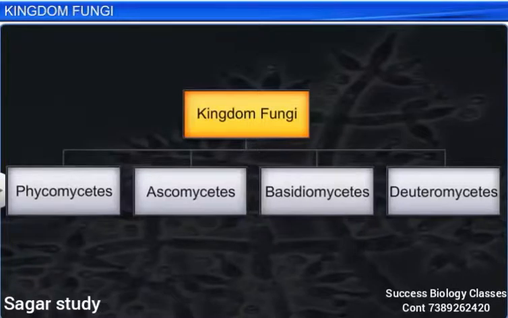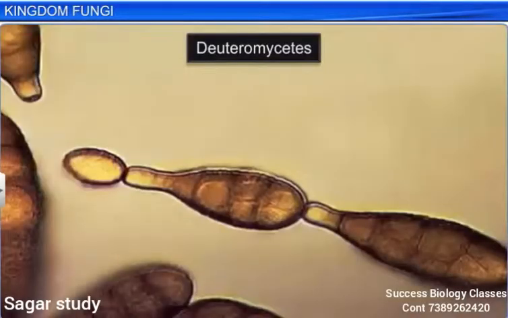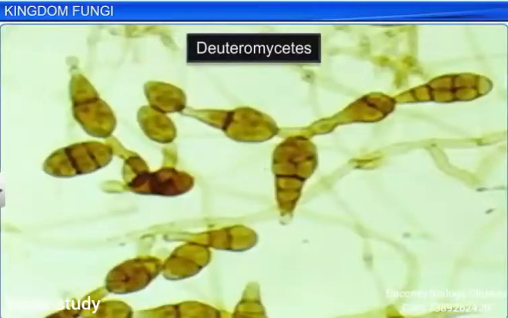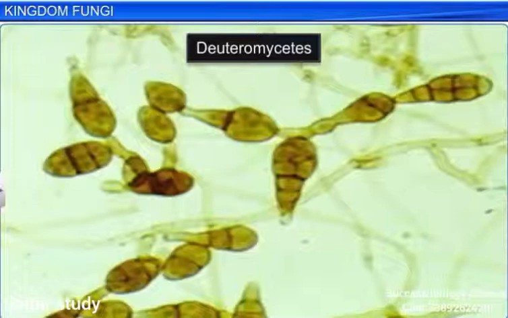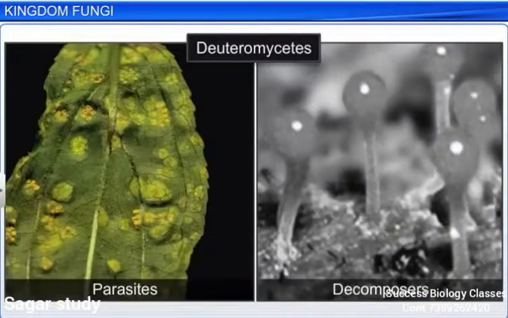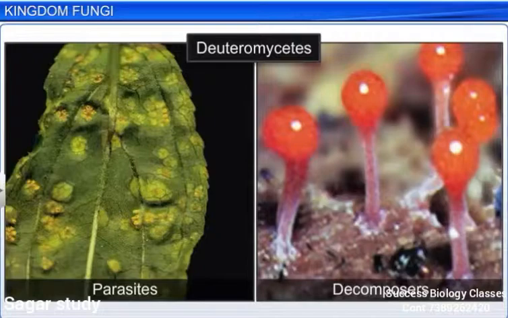The last class of fungi, deuteromycetes, is known as imperfect fungi because we do not know enough about their life cycles. Only their asexual or vegetative phases are known. Deuteromycetes reproduce only through asexual spores known as conidia. They too have a septate and branched mycelium. They are saprophytes or parasites, while a large number of them are decomposers, which help in mineral cycling.